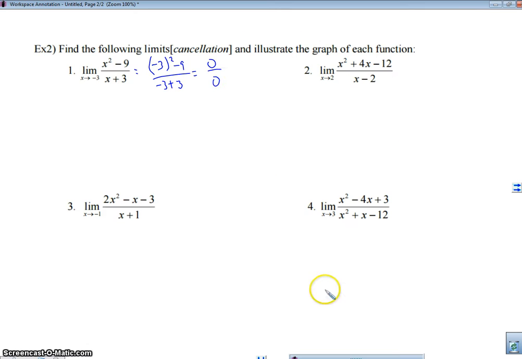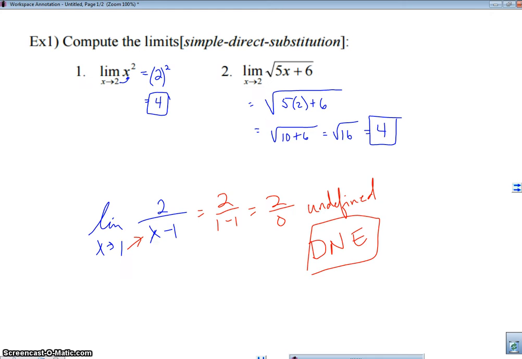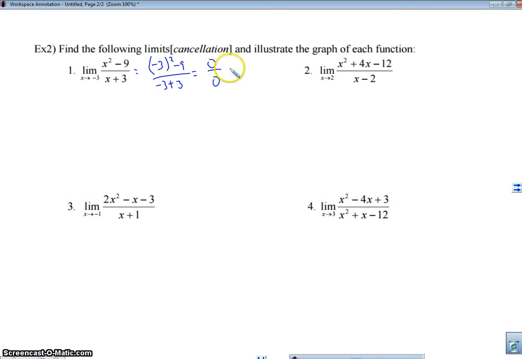Well, over here, 0 over 0 is an even worse situation than getting 2 over 0. It's not does not exist. This is actually called an indeterminate form. So we can't even determine what it is, so we've got to use something else. If you see an indeterminate form, it means that we've got to do something else to simplify this limit, the function that we're taking the limit of. So for now, that's what we're going to do: simplify.